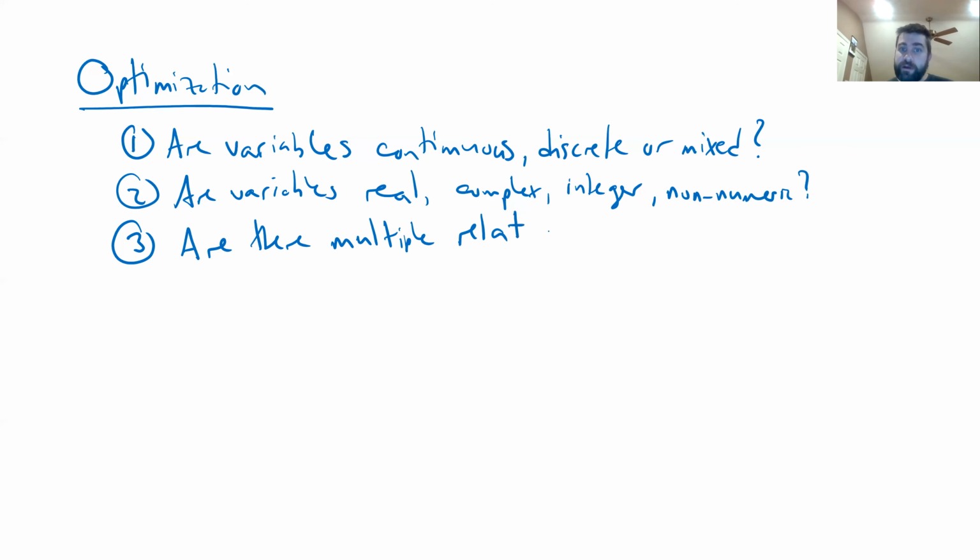So are there multiple relative minima, maxima, and so on? Or is the problem what we call convex? And a convex problem is one that has only a single well-defined optimum in it.